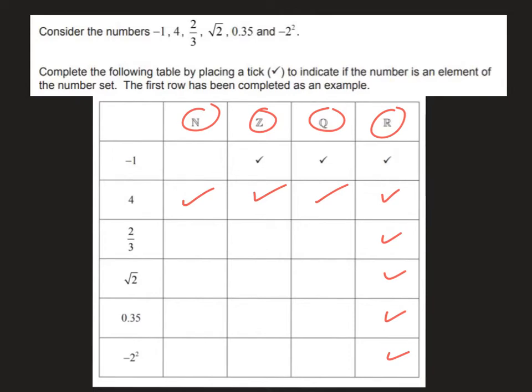2/3 is not a natural number because it's not a positive whole number. It's not a whole number, so it's not an integer either. Quite clearly, it can be expressed as a fraction, so it's a rational number and also a real number.